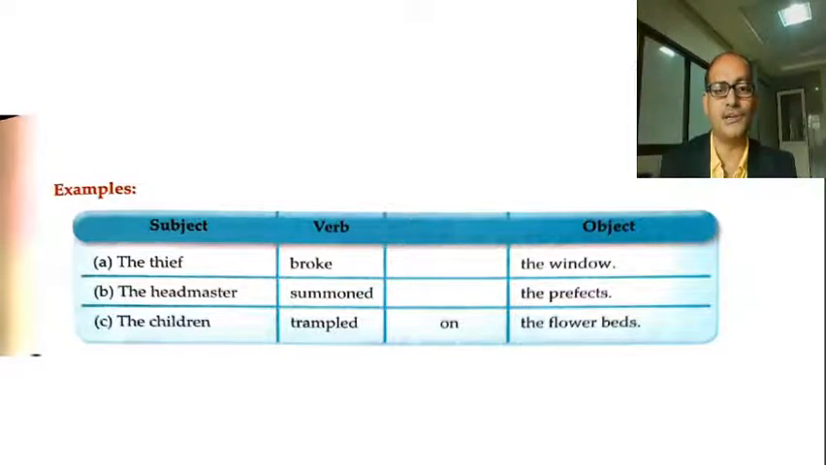The children trample on the flower beds. Now this trample is again a transitive verb because it has the object. Actually, the flower beds are the object of the preposition on. One preposition is used over there, but it has an object. Therefore, the verb is a transitive verb.